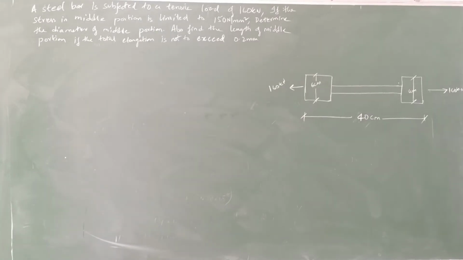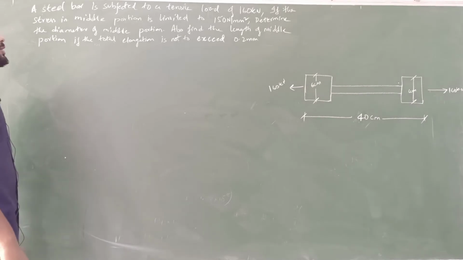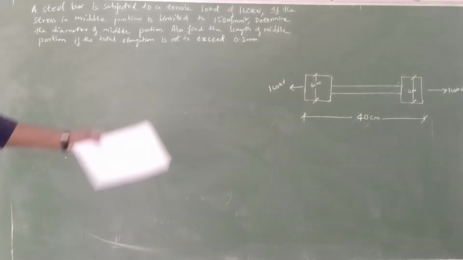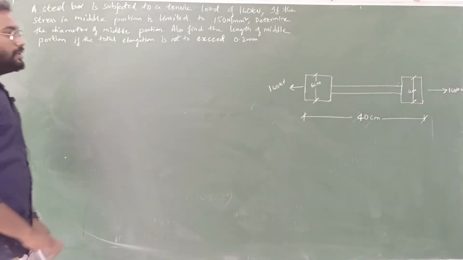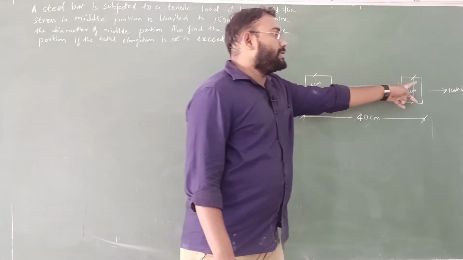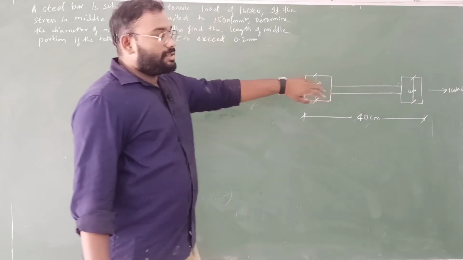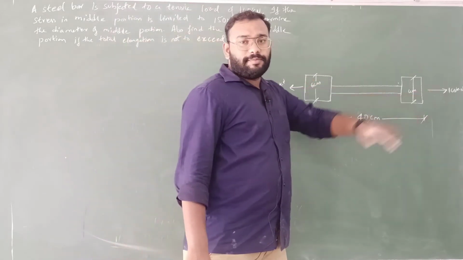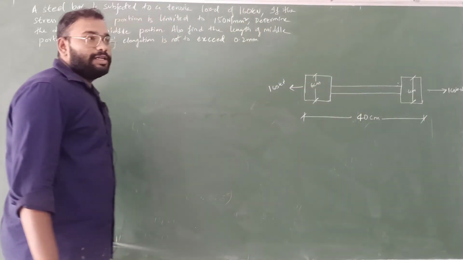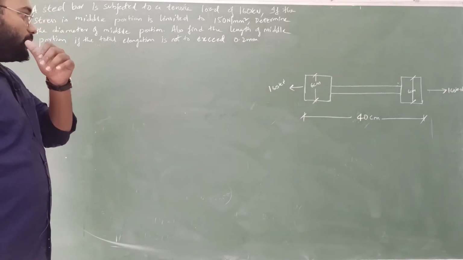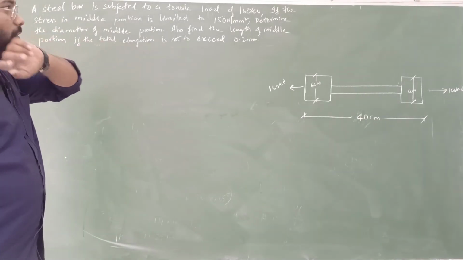Next problem, a steel bar is subjected to a tensile load of 160 kilonewton, that is the cross section of the bar shown. Okay, you have two parts of 6 centimeter diameter on either side of a steel bar. These are also made up of steel. Okay, total length of the bar is 40 centimeters. A load of 160 tensile is applied on either side.